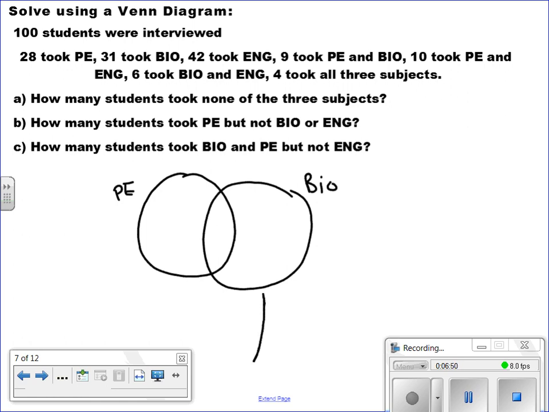And then one bubble has to kind of overlap the other two. So you've got to make sure you overlap the other two properly. This is going to be your English.